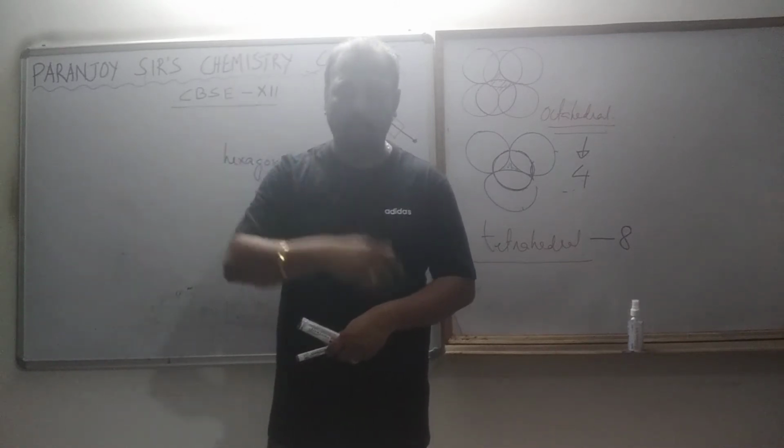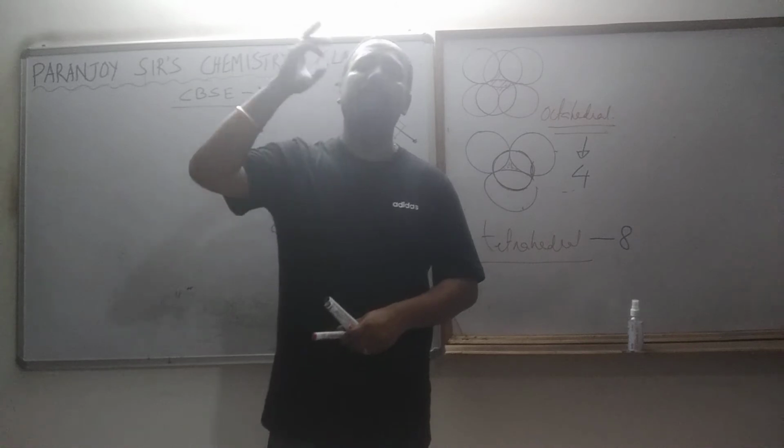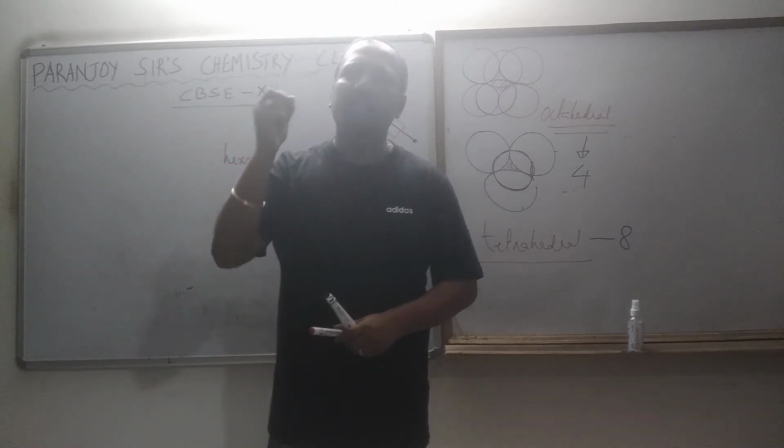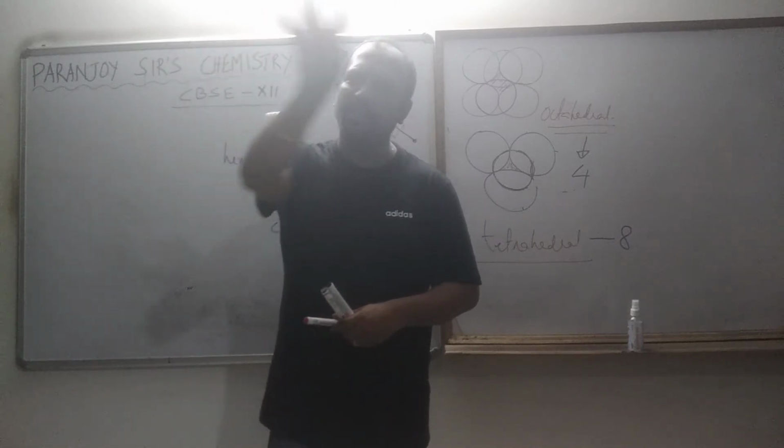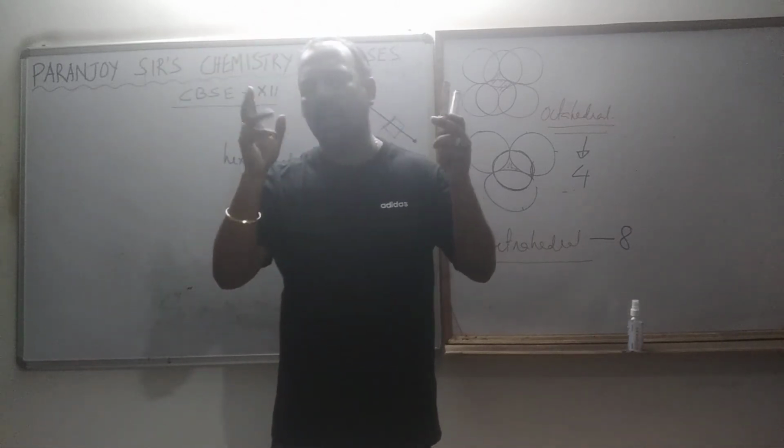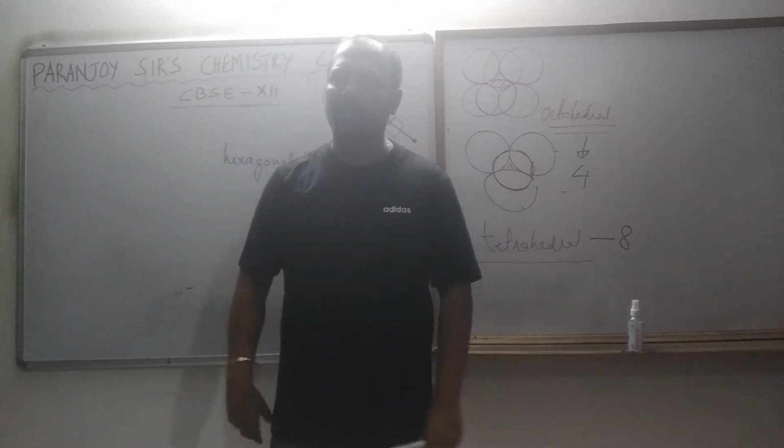Sorry, 4 body diagonals. Yes. So if the 4 body diagonals are there, the total number of tetrahedral voids will be 8, because each body diagonal will contain 2. So you can visualize now where the tetrahedral voids are present.